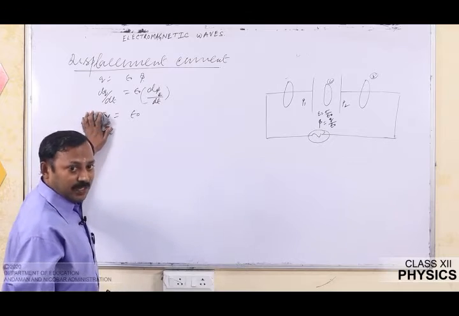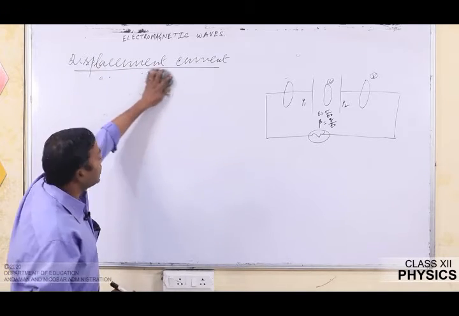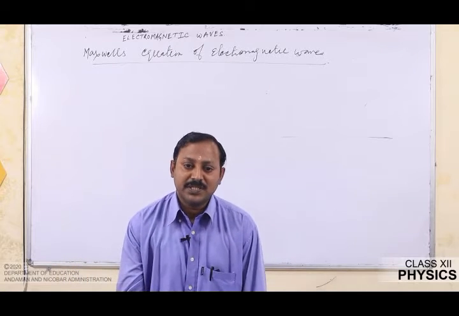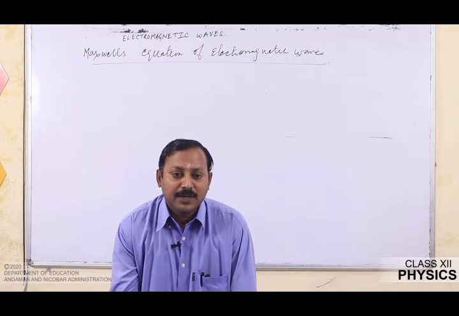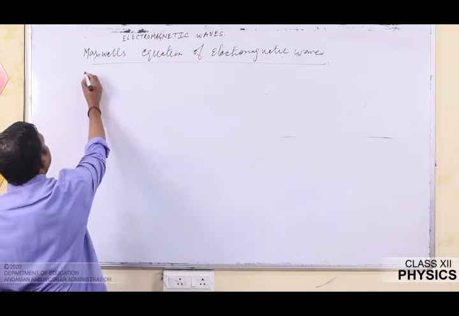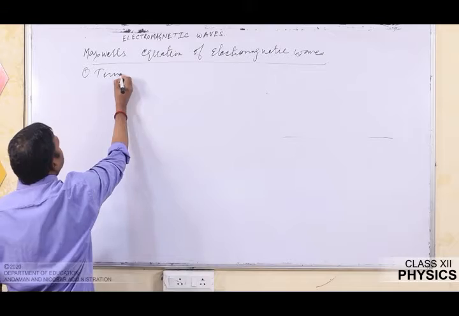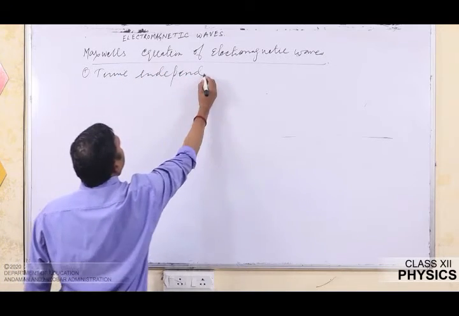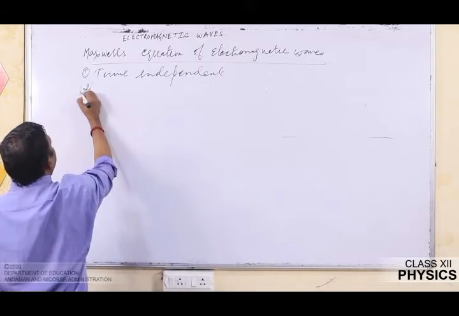Next, we will see the Maxwell equations, which give the theoretical concept of electromagnetic waves. We have two types of equations here. The first is time independent, and the second is time dependent.